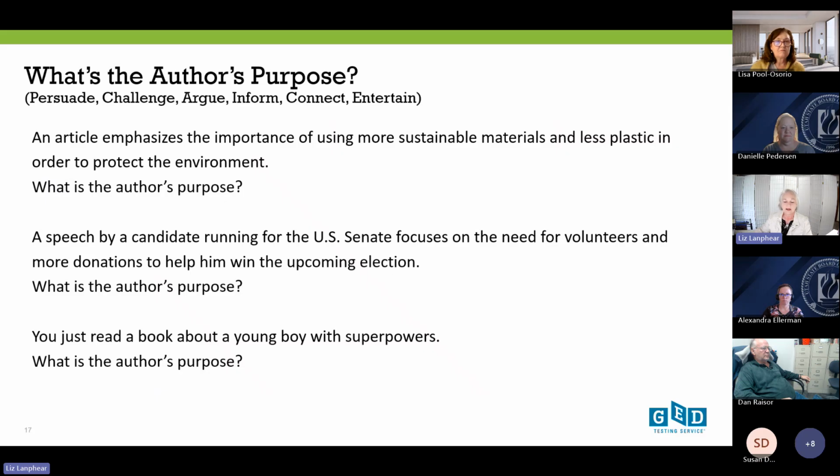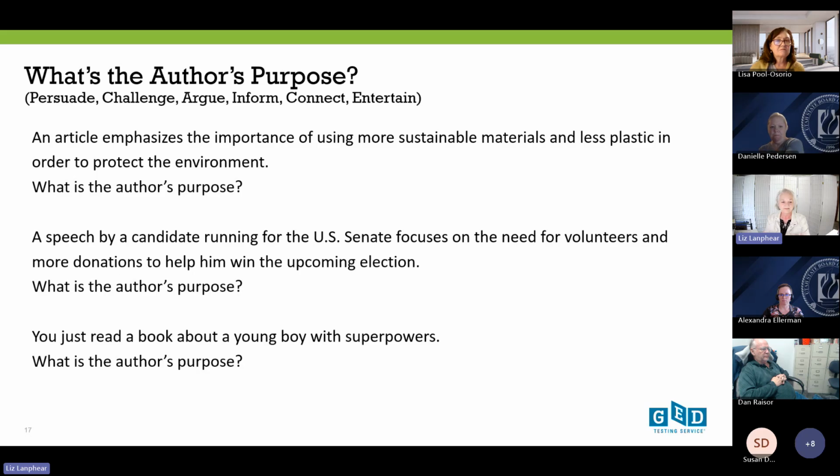Well, it's probably not entertainment. Could be several of those, really. And so talk about those with your students and say, why do you think it's persuade? They're trying to get me to do something. They're persuading me, or they're challenging me. Depends on the article. Could be an argument. Could be just information.